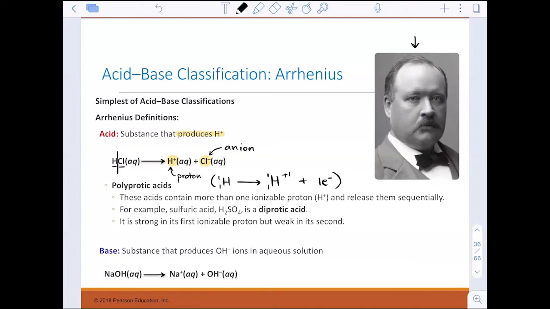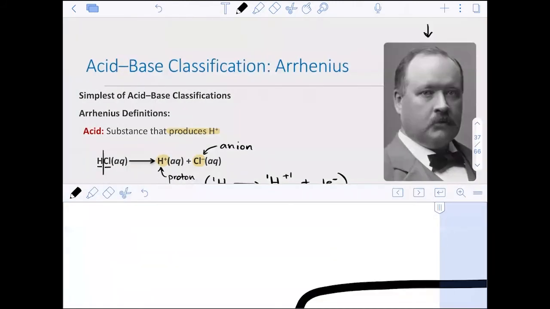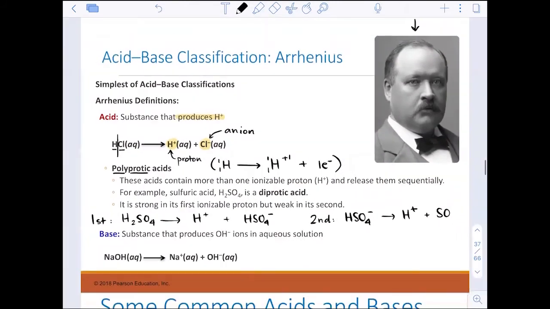Now, there are polyprotic acids, poly meaning many, protic meaning protons. These are acids that contain more than one ionizable proton. And they release them sequentially, meaning they release them one at a time. The best example that we can see is sulfuric acid, H2SO4. It can break up into H+1 and HSO4 -1. This would be the first ionization reaction for H2SO4. We don't kick off both of those protons at the same time. The second ionization reaction would be HSO4 -1. It still has one more proton, so we could say it forms H+1 and SO4 -2.